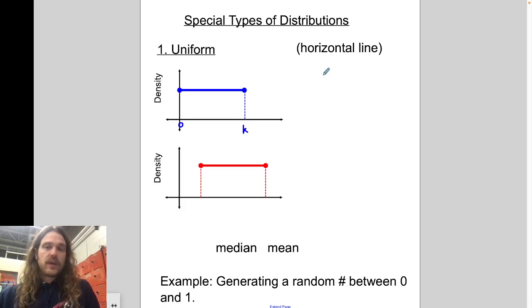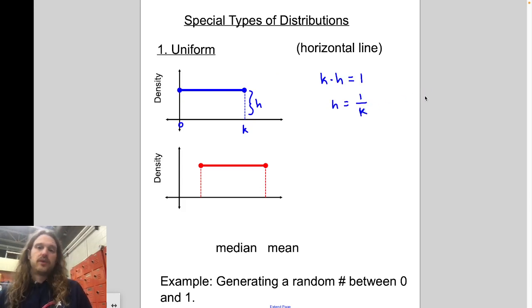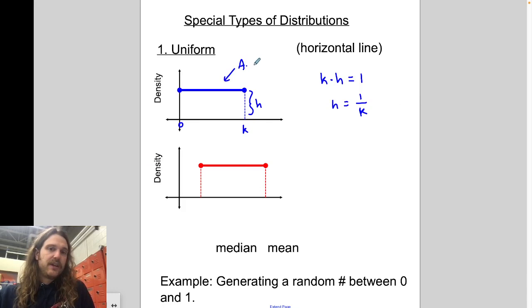So to do that, we know that this is a rectangle, we know that this length is k, and we'll call this h, our height. I know that k times h, the length times the width of a rectangle, has to be equal to 1. So that means the height of the rectangle, or the density value here, is going to be, if we divide both sides by k, 1 over k. And this will make more sense when we see an actual example. Remember, the rectangle has area equal to exactly 1.